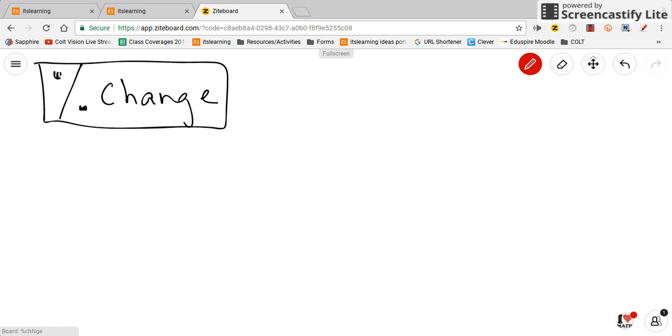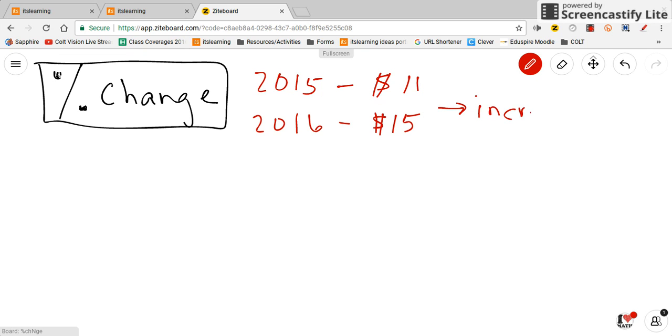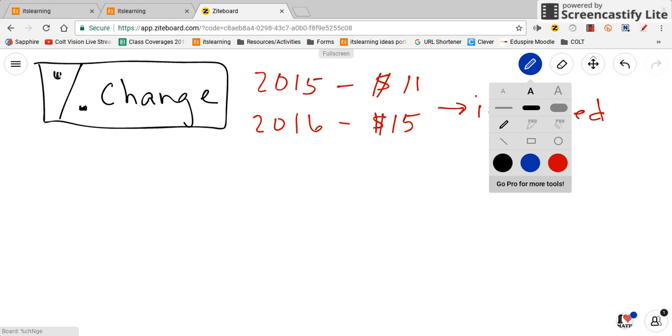So let's say in 2015, Mr. Barge bought an Orioles hat that cost $11. And let's say I went back at the start of the 2016 season, and that same Orioles hat cost $15. Now, obviously, the price increased. I want to know by what percent did the price increase. So there's a couple different ways we can do this.